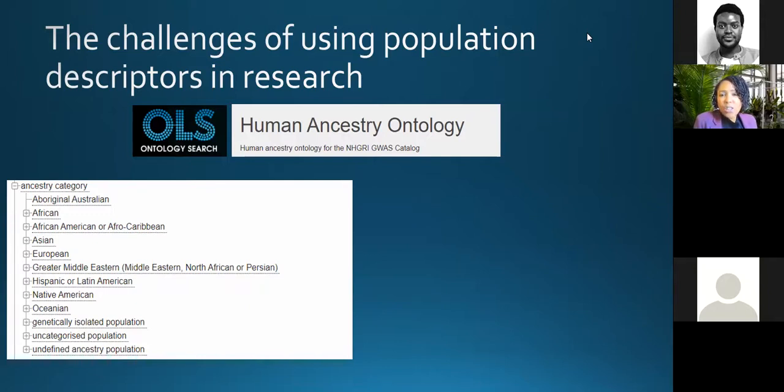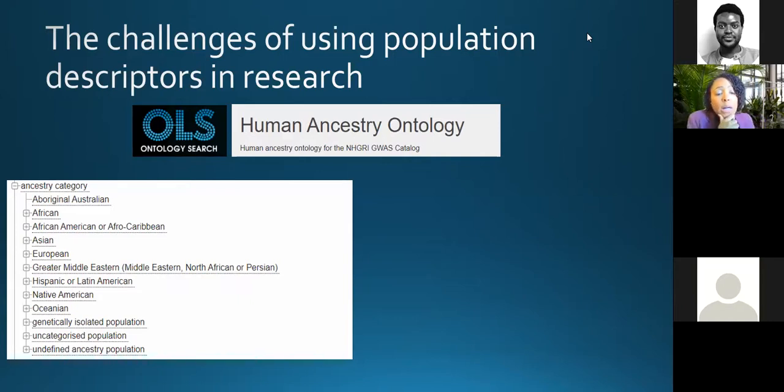So one challenge relates to how we use population descriptors. And it's that the categories we use can be very broad, like white versus Black. Also, the rationale or circumstances that lead to researchers using some categories are often not clear. This is especially true for populations that are less represented in research.